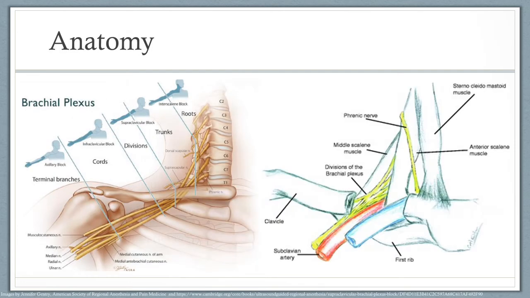The anterior rami of C5 to T1 form the brachial plexus, whose roots exit the cervical spine to form the superior, middle, and inferior trunks that travel between the anterior and middle scalene muscles. Each trunk divides into an anterior and posterior branch, which rejoin to form the lateral, posterior, and medial cords as they travel distally to the clavicle. The supraclavicular approach blocks the brachial plexus from the distal trunks to the proximal cords. The approach is usually targeted at the divisions level.